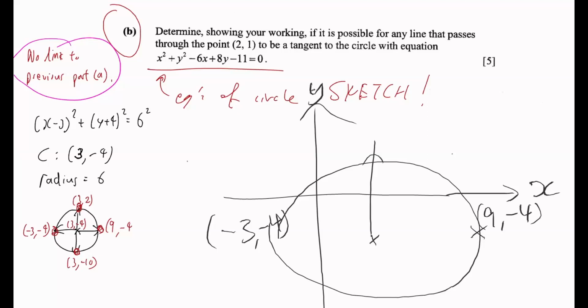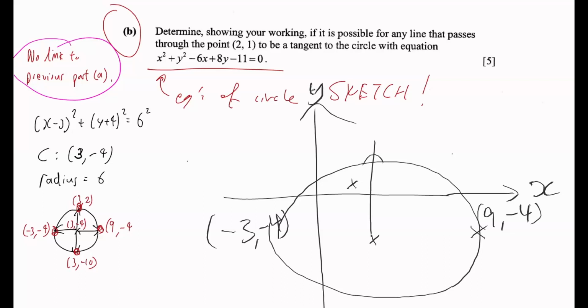Then now where's my 2, 1? It will be like here. Okay, good. How do you know whether it is inside the circle or outside the circle? Is it on the circumference itself? We went through this. Calculate distance from the point 2, 1 to 3, negative 4. Is it less than the radius 6?